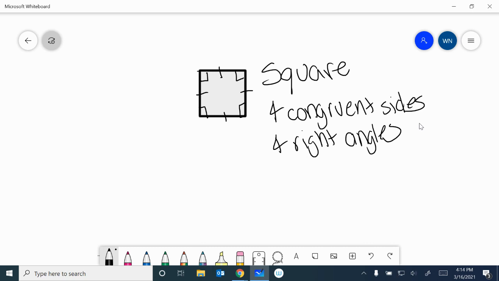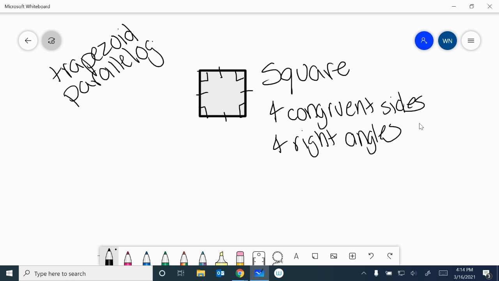But let's take a look at it. It has at least one pair of parallel sides, so it's a trapezoid. It has 2 pairs of parallel sides, so it's a parallelogram. It has 4 right angles and 4 pairs of parallel sides, so it's also a rectangle. And last but not least, it's a parallelogram with congruent sides, so it's also a rhombus.